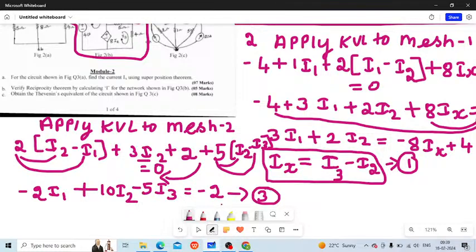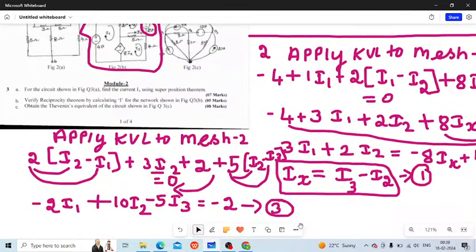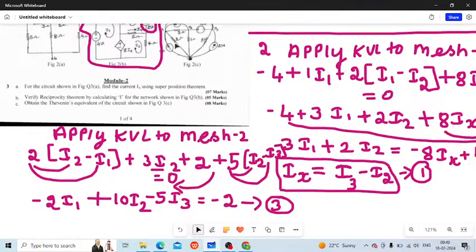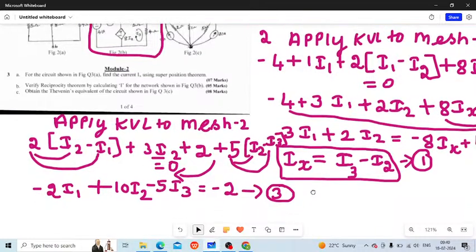Okay. And so for the equation for mesh 3, we need to start from here. It is negative 8ix, and this is 5 into I3 minus I2. This is 4 into I3. This is negative 8ix because it's negative to positive. This is positive 5 into I3 minus I2, first I3 then I2, and then this is plus 4 into I3. Shall we do that? Yes.